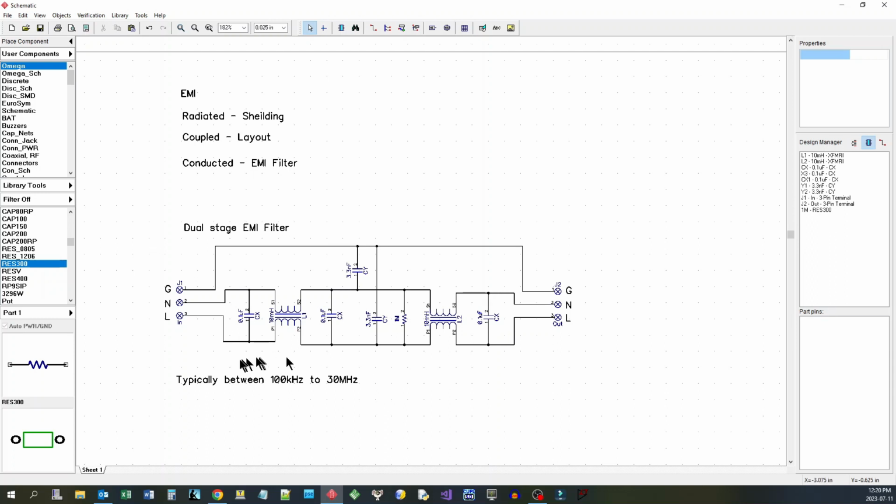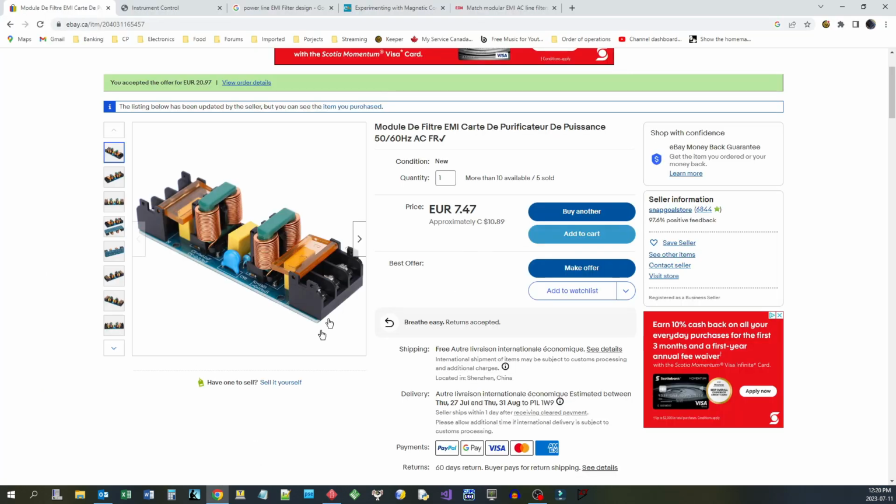So typically conducted EMI interference is between 100 kilohertz and 30 megahertz. So this device here has got to be effective over that range, and hopefully both in differential mode and in common mode. Now, I bought such a device. I got some on eBay.